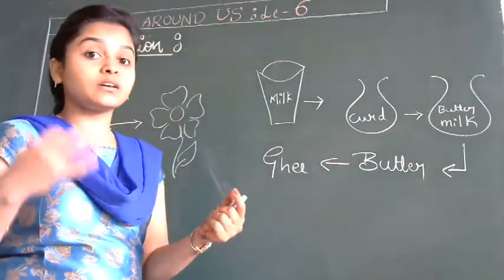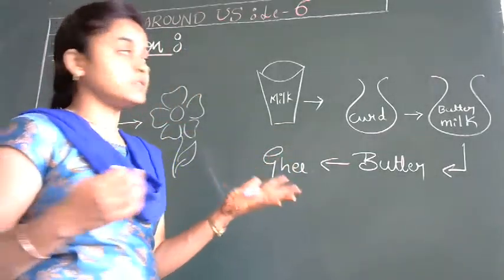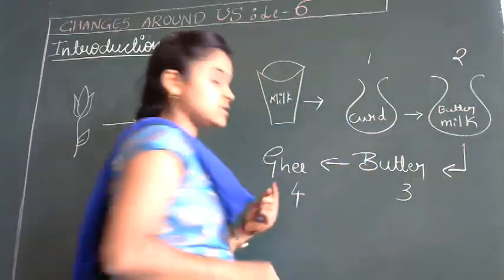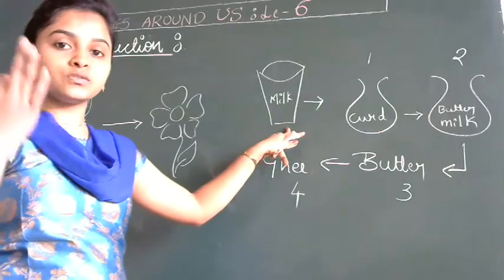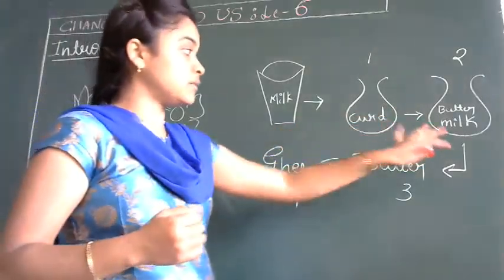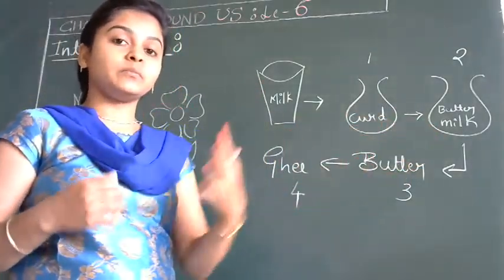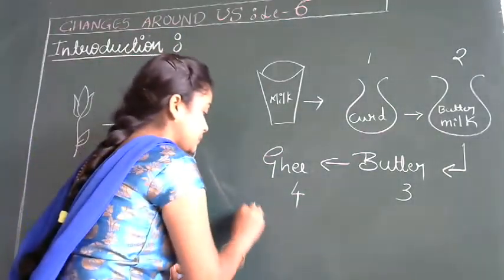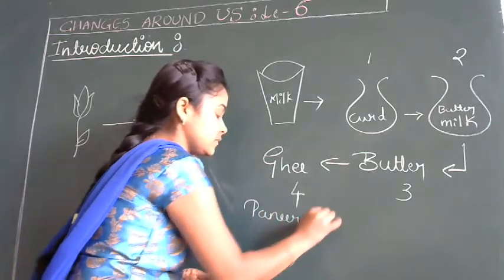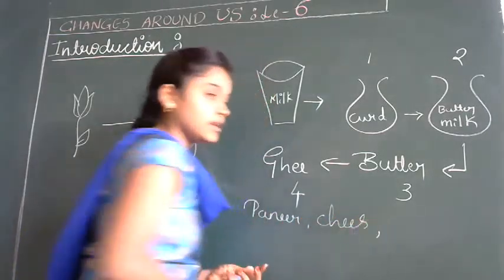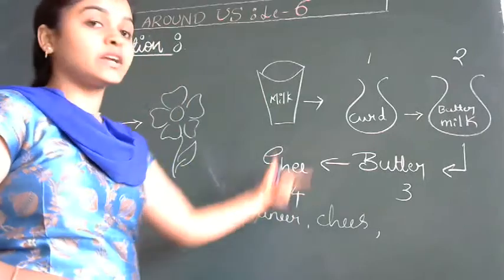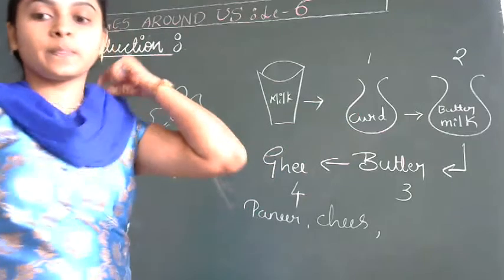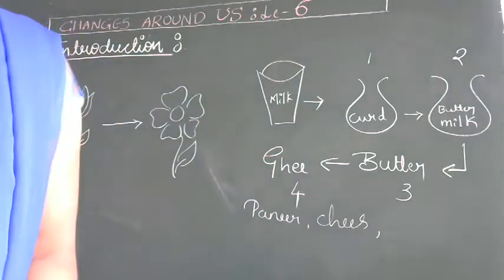So milk is changing into how many items? One, two, three, and four. Milk we have changed into four items: curd, buttermilk, butter, ghee. Again from milk we can prepare many things like paneer, cheese. Yes, many kinds of items we get from milk. So here also you can see the changes. Now one more example.